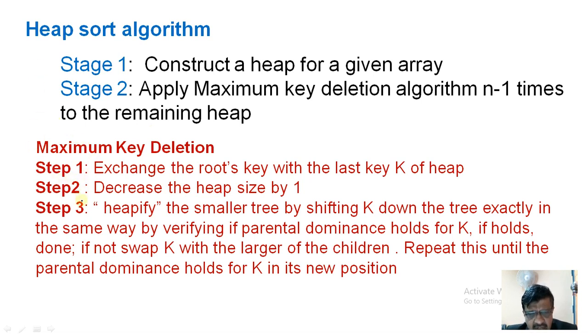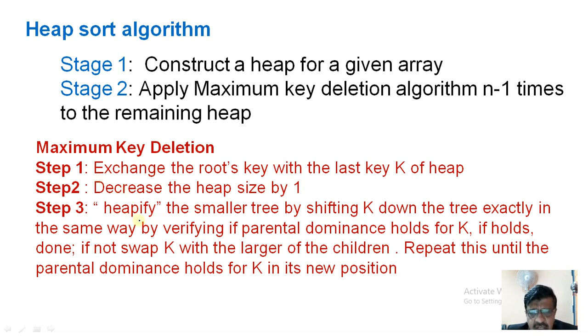The maximum key deletion algorithm works like this. It involves 3 steps. In the first step, exchange the root's key with the last key k of the heap, which is available in the rightmost leaf. Step 2, decrease the heap size by 1, because the key found in the root will already be placed in the sorted array. Then, due to the exchange in step 1, the heap will have lost its heap shape, and also the parental dominance.